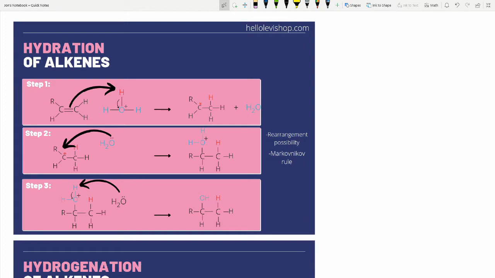The second step is water attacking the carbocation. The last step is the deprotonation of the water to give an alcohol on the more substituted carbon.